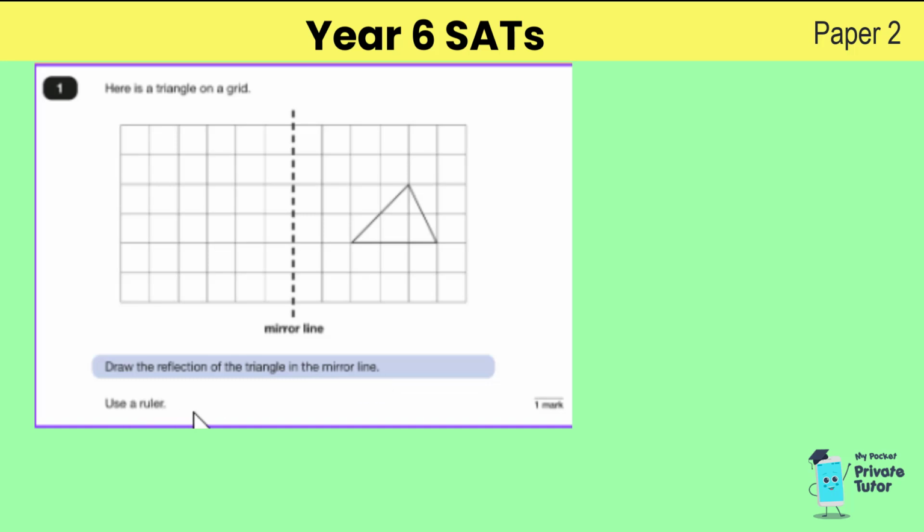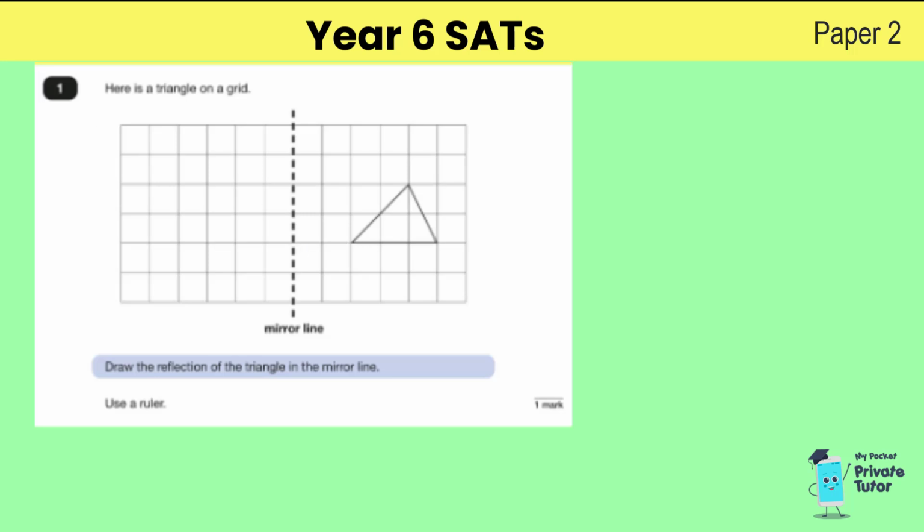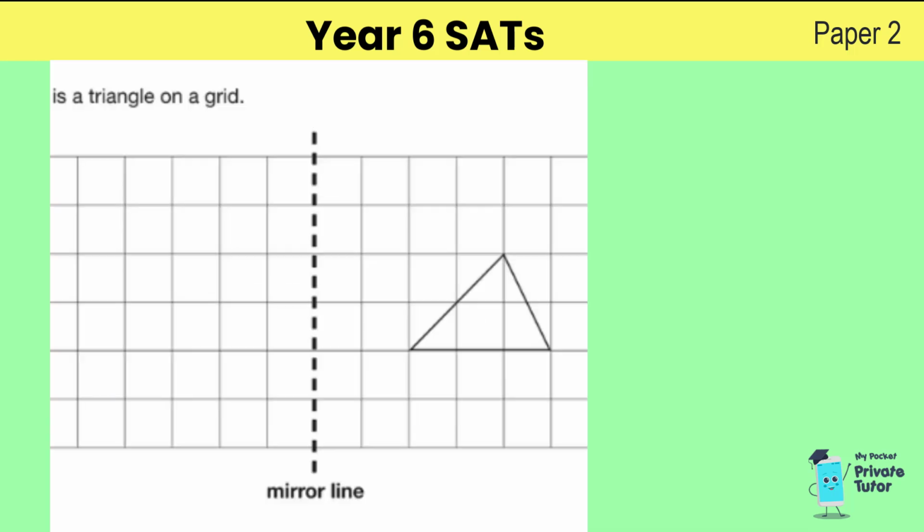Use a ruler. This use a ruler is really important. If you don't draw the line straight, you will not get the mark for this question. So I'm going to zoom in a little bit to show you this question. When you have a mirror line that is straight, so it's either vertical or horizontal, we simply count from each point of our shape to the mirror line and then beyond.